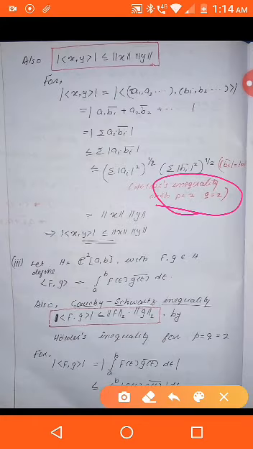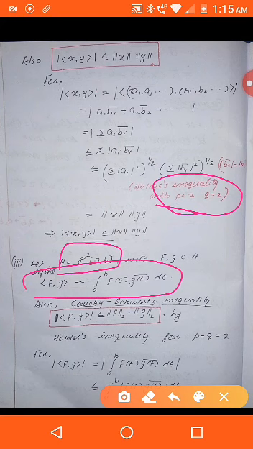Now this is our third example, C2 of the closed interval [a, b], and these are continuous functions, two integrable functions. We are defining the inner product of f, g in the form inner product of f comma g is equal to integral a to b f of t g of t conjugate dt.